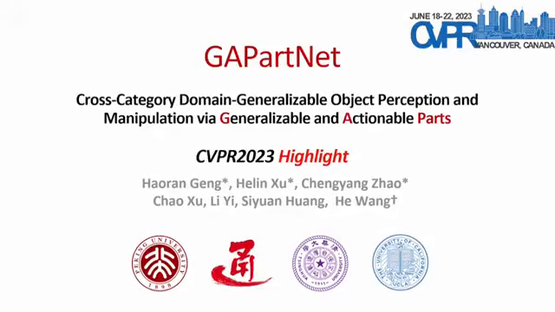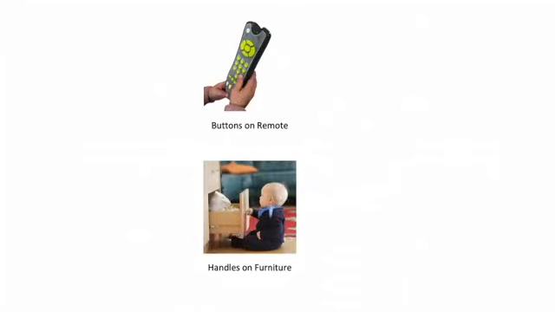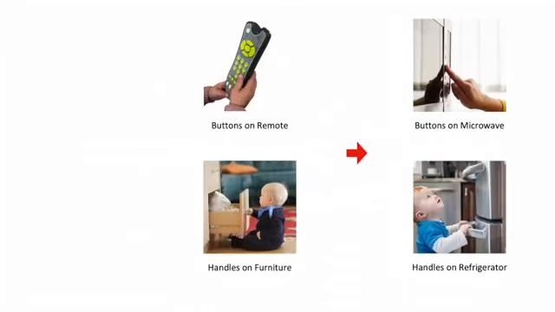We introduce GAPartNet, cross-category domain generalizable object perception and manipulation via generalizable and actionable parts. Parts are fundamental building blocks of our daily objects. We humans can identify a set of commonly used parts, such as buttons and handles. Even on novel objects, we have no problem with recognizing the parts and we know how to interact with them.